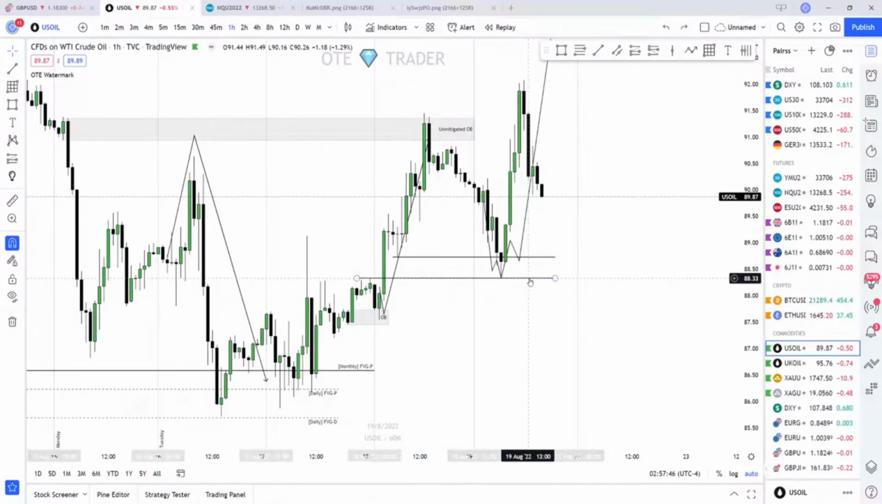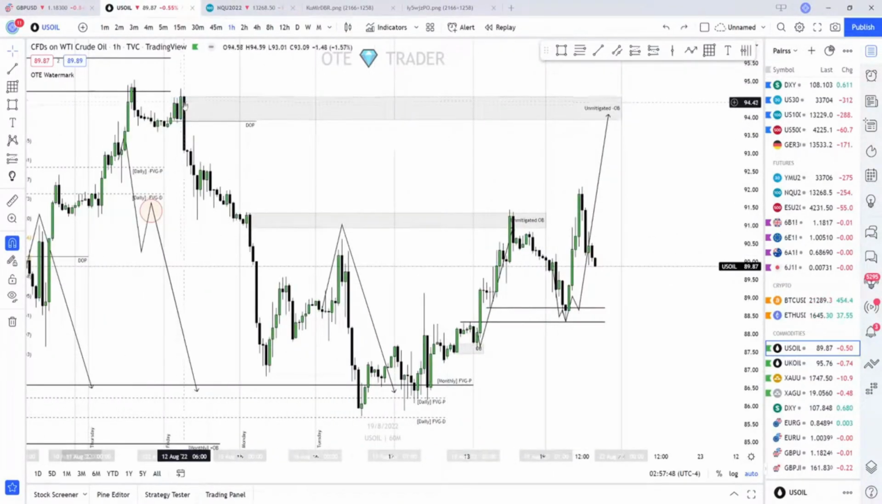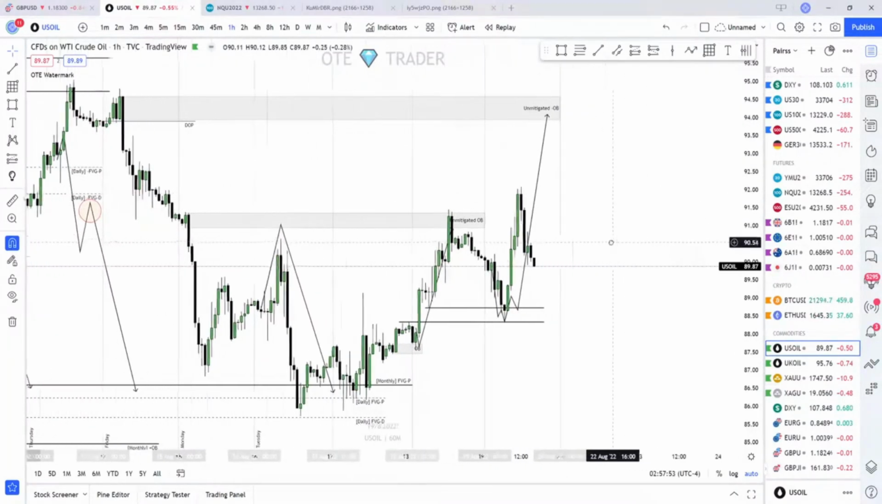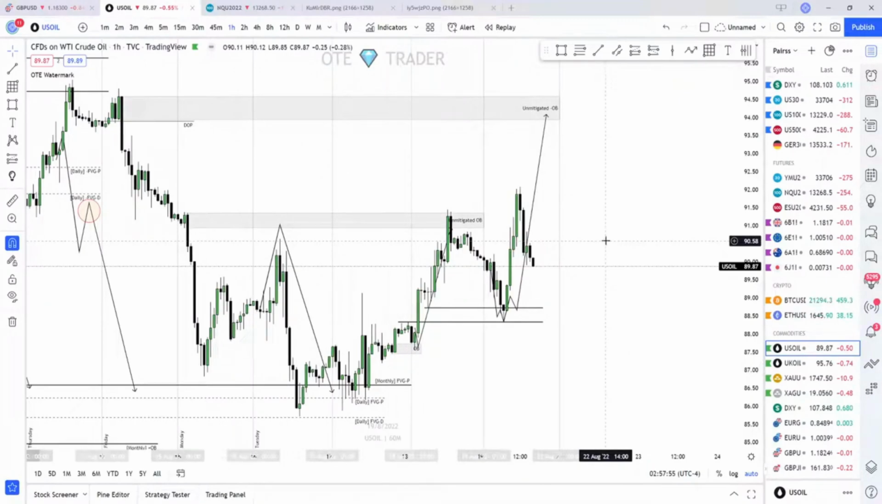There's another unmitigated order block up here, so I'm expecting the draw to be there, but we'll have to see next week.